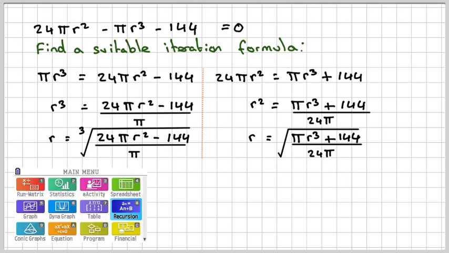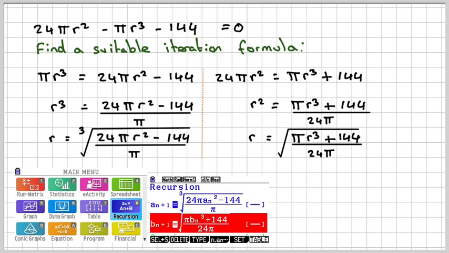Now I use the recursion menu here in the calculator, and I put these values in. Now, with the Casio, for the first one you have to put A N squared minus 144 over pi, and then for the second one, you will need to put B N cubed plus 144 over 24 pi. So this one here represents that one, and this one here, we hope you can see it, represents this one.